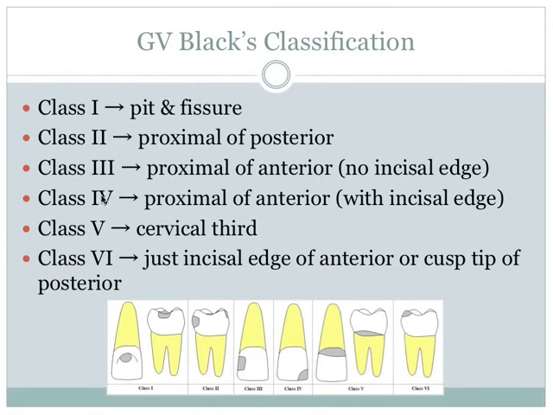Class 5 is another common filling done. That involves the cervical third or the gingival third of either an anterior or posterior tooth. Class 6 only involves the incisal edge for an anterior tooth or the cusp tip of a posterior tooth, and these are a lot more rare.